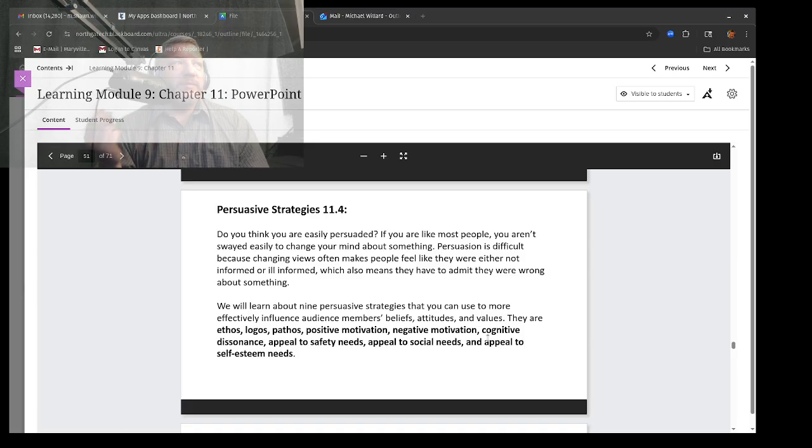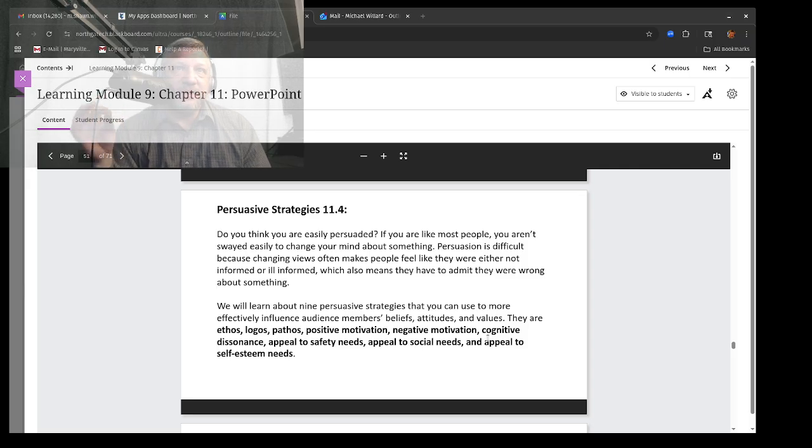Let's talk about persuasive strategies now. I'm in 11.4 in the book, if you're following along. Do you think you're easily persuaded? Most people don't think they're easily persuaded, right? It's a difficult thing because people don't want to change their mind because they have to think about the fact that they might have been misinformed or ill-informed or they were wrong about something, and we don't want to be wrong about something. We want to be right.